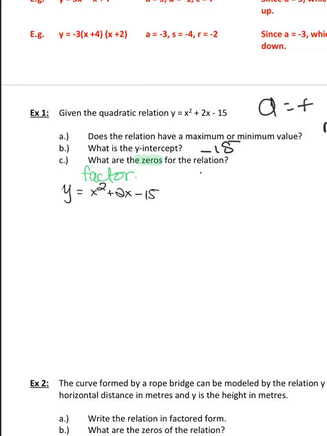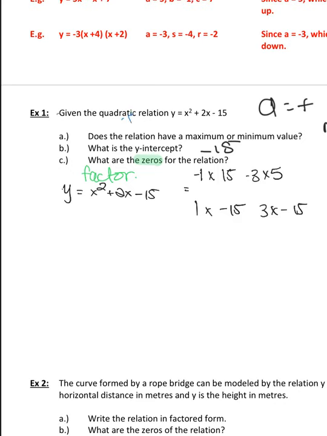Okay, so two numbers, so I need to list out all of my multipliers. So 1 times 15, I have 3 times 5, and I'm multiplying to a negative number, so either one term is negative or the other one is what I'm trying to say. And again, I know that I have to have a negative sign in there somewhere because I'm multiplying to negative 15.